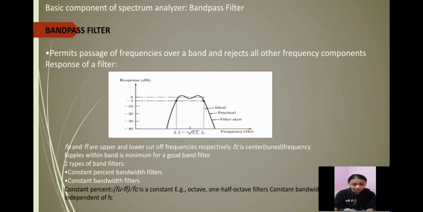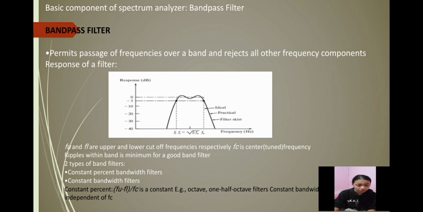The basic component of a spectrum analyzer is the bandpass filter. A bandpass filter permits passage of frequencies over a band and rejects all other components. The picture shows us the response of a filter, with the upper and lower cut-off frequencies relative to the center frequency. Ripples within the band are minimal for a good band filter. There are two types of band filter: the constant percent band filter and the constant band filter.